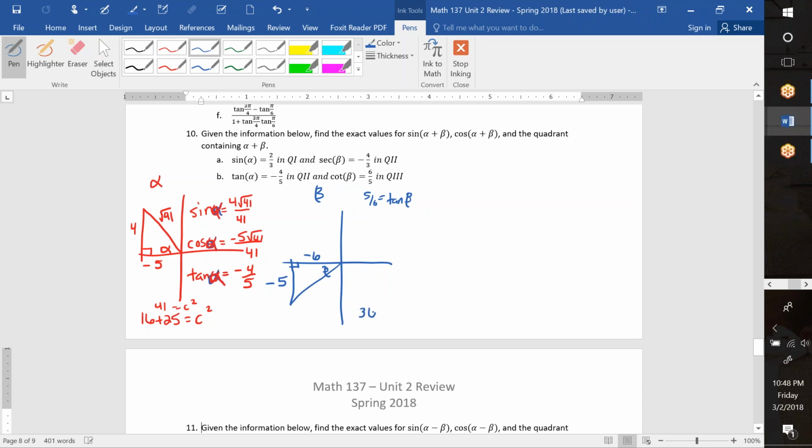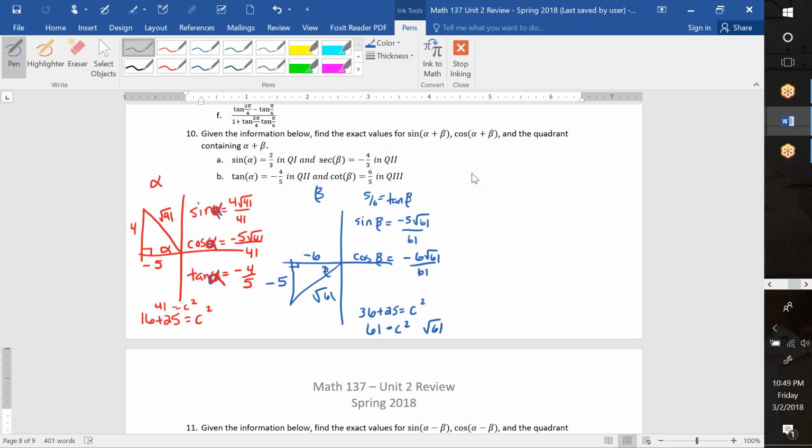So this would be 36 plus 25 equals c squared. So that's going to be 61. So square root of 61 for my hypotenuse. And that means that sine of beta is going to be -5 over square root of 61, or -5 square root of 61 over 61. Cosine of beta is going to be -6 square root of 61 over 61. Okay, so we have all of that information.